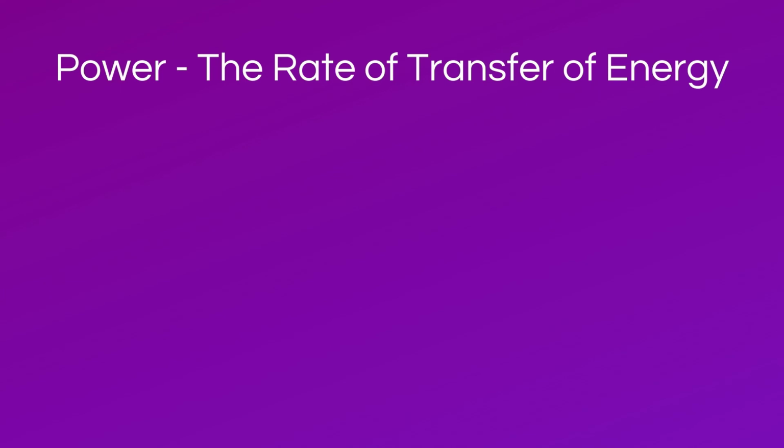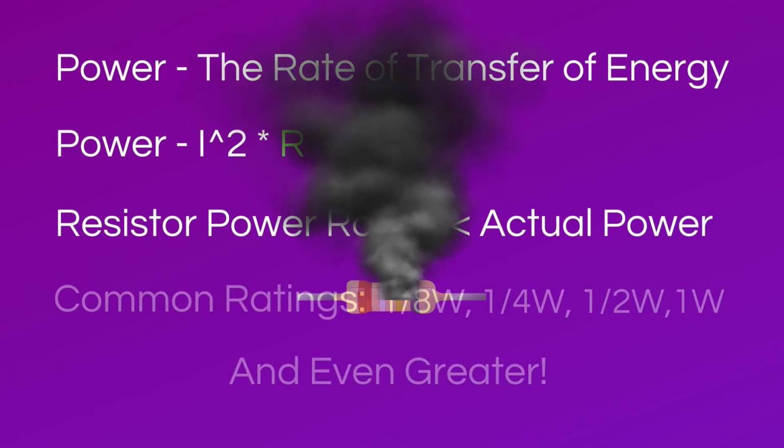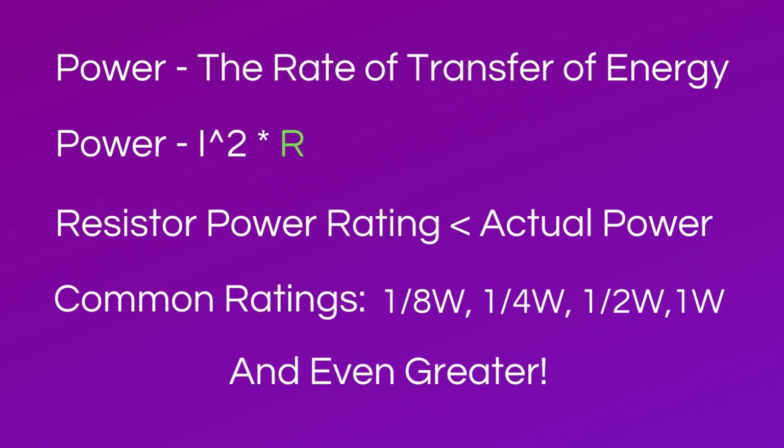Before moving on to basic resistor applications, let's briefly talk about a resistor's power rating. Power is the rate of transfer of energy and is measured in watts. However, in terms of calculating the power a resistor will experience in a circuit, think of power as the current squared times the resistance value of the resistor. If the power rating of a resistor is lower than the power that the resistor experiences in the circuit, the resistor will be damaged or destroyed. Common general-purpose resistor power ratings include 1/8 watt, 1/4 watt, 1/2 watt, and 1 watt. But resistors can have ratings that exceed several hundred watts if the application requires it.